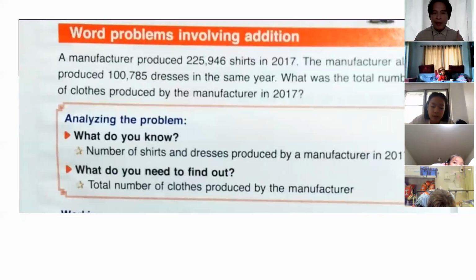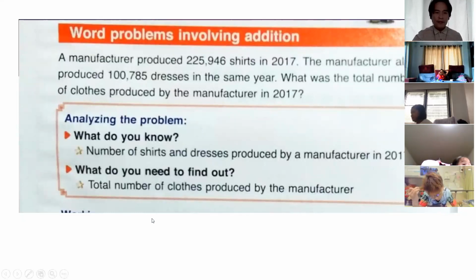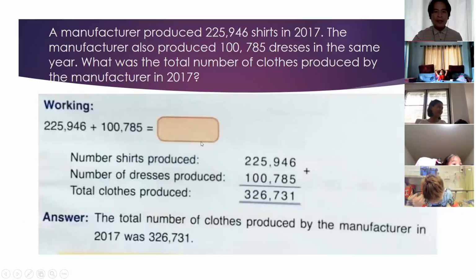So we did the first step, which is reading and understanding the problem. Second, we need to analyze the problem by finding the keyword. What is the keyword? Total. Very good. So it's so easy. Total. And then what do you need to find out? The total number of clothes produced by the manufacturer in 2017.